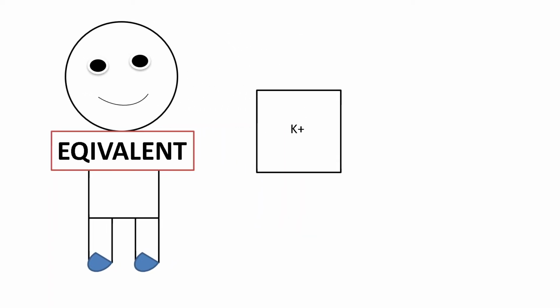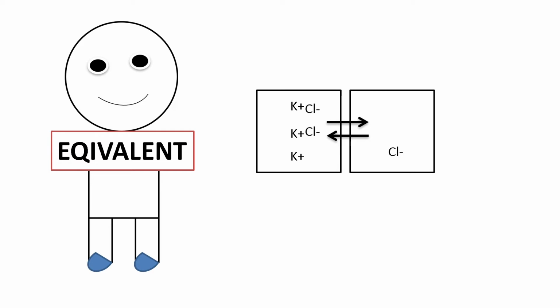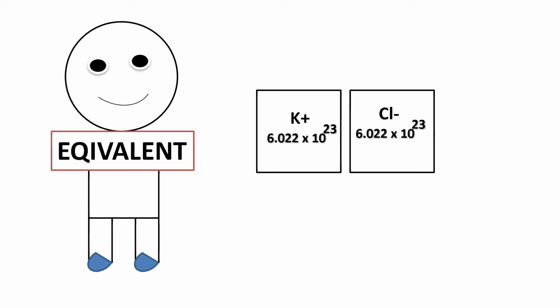Suppose we have a container containing one potassium ion and another container containing one chloride ion, and they are made to react with each other. Then one potassium ion will react with one chloride ion to form one potassium chloride molecule. Now, if 3 potassium ions are made to react with 3 chloride ions, then 3 potassium ions will react with 3 chloride ions, forming 3 molecules of potassium chloride.